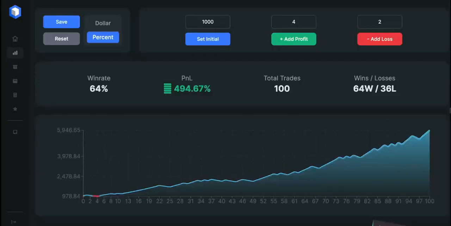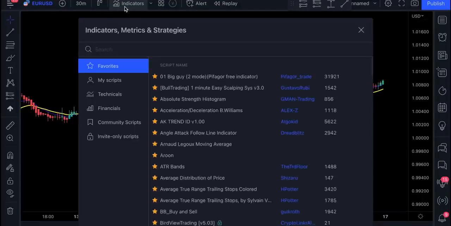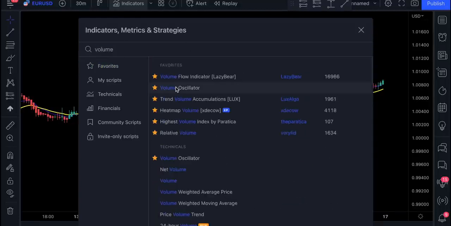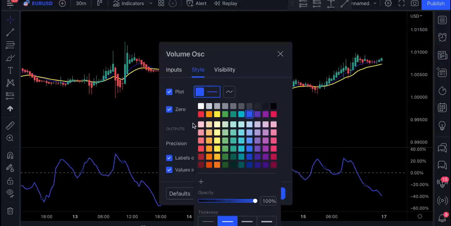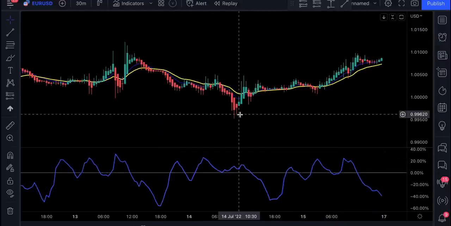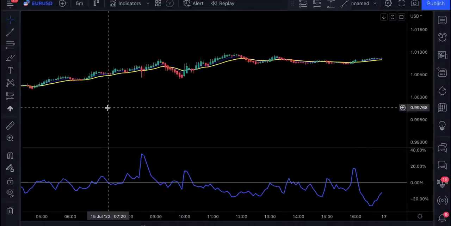So, in the second part of this video, I will try to make some adjustments with the goal to increase that win rate. Okay, in order to do that, we need to add one more indicator to the chart. And this indicator is called volume oscillator. And let's make the line a bit more visible. Also, let's change the time frame from 30 to 5 minutes. Okay, the strategy is ready and now let's understand the trading rules.